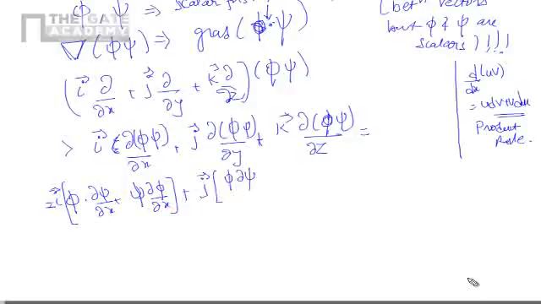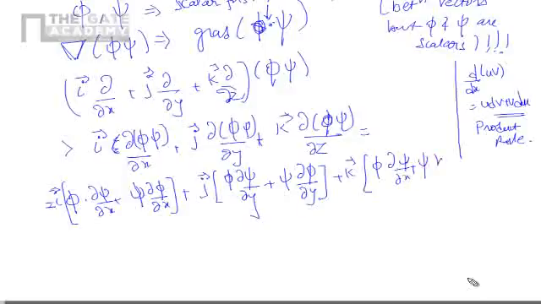plus j vector, phi times dou psi by dou y plus psi times dou phi by dou y, plus k vector times phi, dou psi by dou z plus psi times dou phi by dou z. Now if I group the I, j, k terms, what will I get? I can simplify this and write it as phi into, see there is one phi term here, one phi term here, and one phi term here. These are scalars, right? I can take it out.